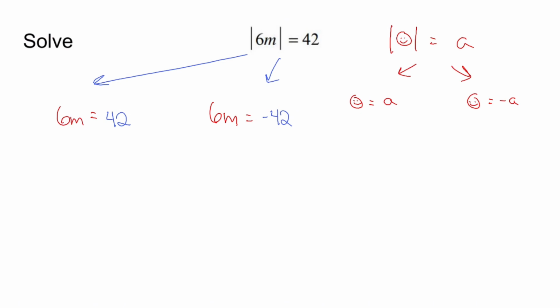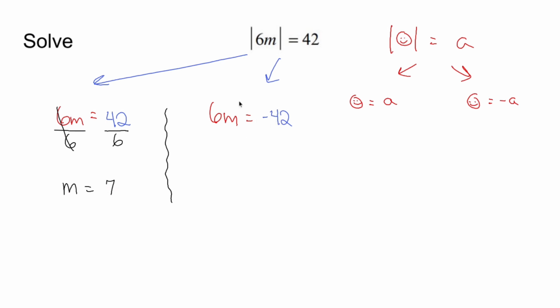So now what I have are 2 equations to solve, and I solve each of them individually. Is m all by itself? No. 6 is being multiplied, so we do the inverse of multiplying by 6, and we divide both sides by 6. The 6 crosses out, and m equals 42 divided by 6, which is positive 7.